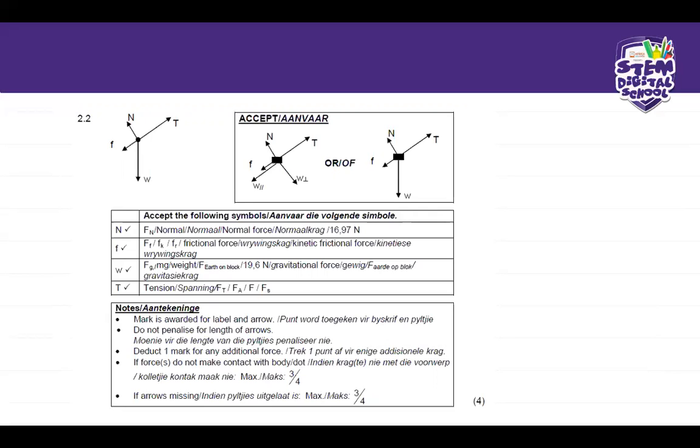So you need to make note that a mark is awarded for the label and arrow. You do not penalize for the length of the arrow, so it doesn't really matter as long as it shows the direction. You deduct 1 mark for any additional force that you have drawn on the diagram. So you lose a mark for that. And then next, if the force does not make contact with the body or dot, you deduct a mark. So if the arrow is missing, you deduct a point as well, because we need to know the direction, and the arrow is what shows it.